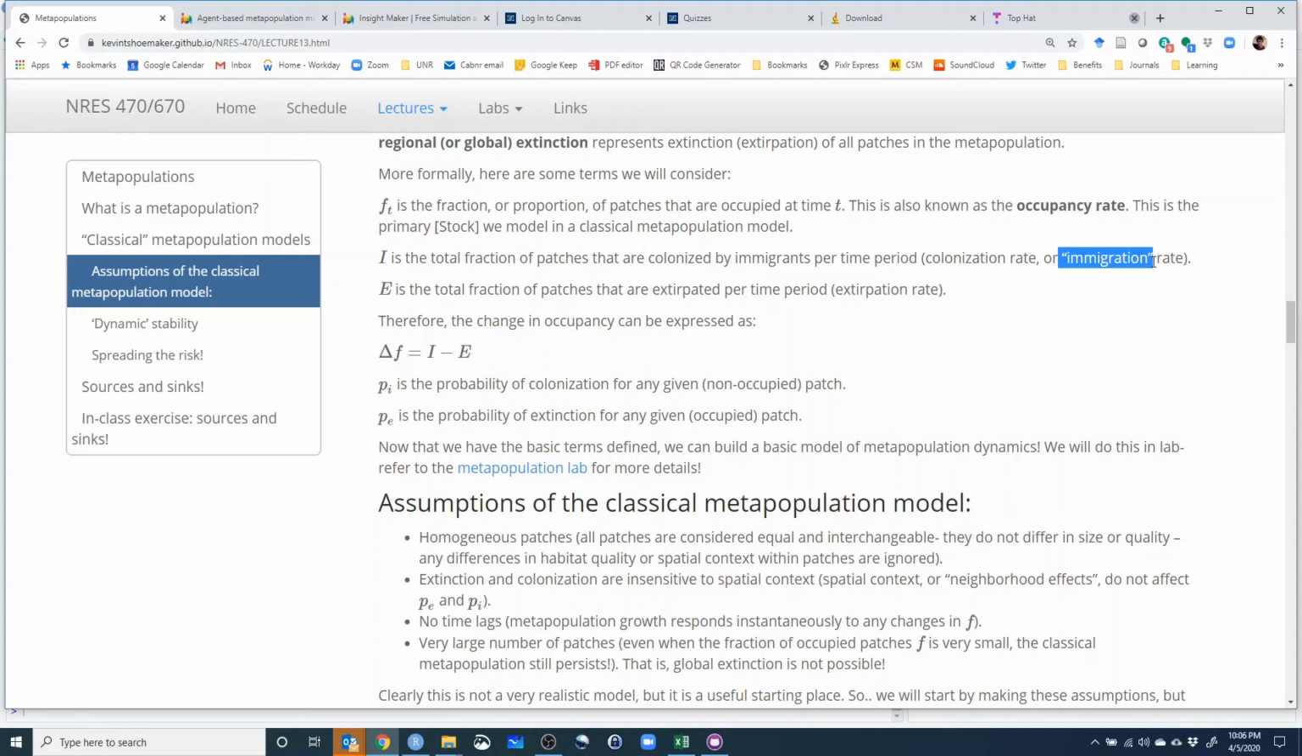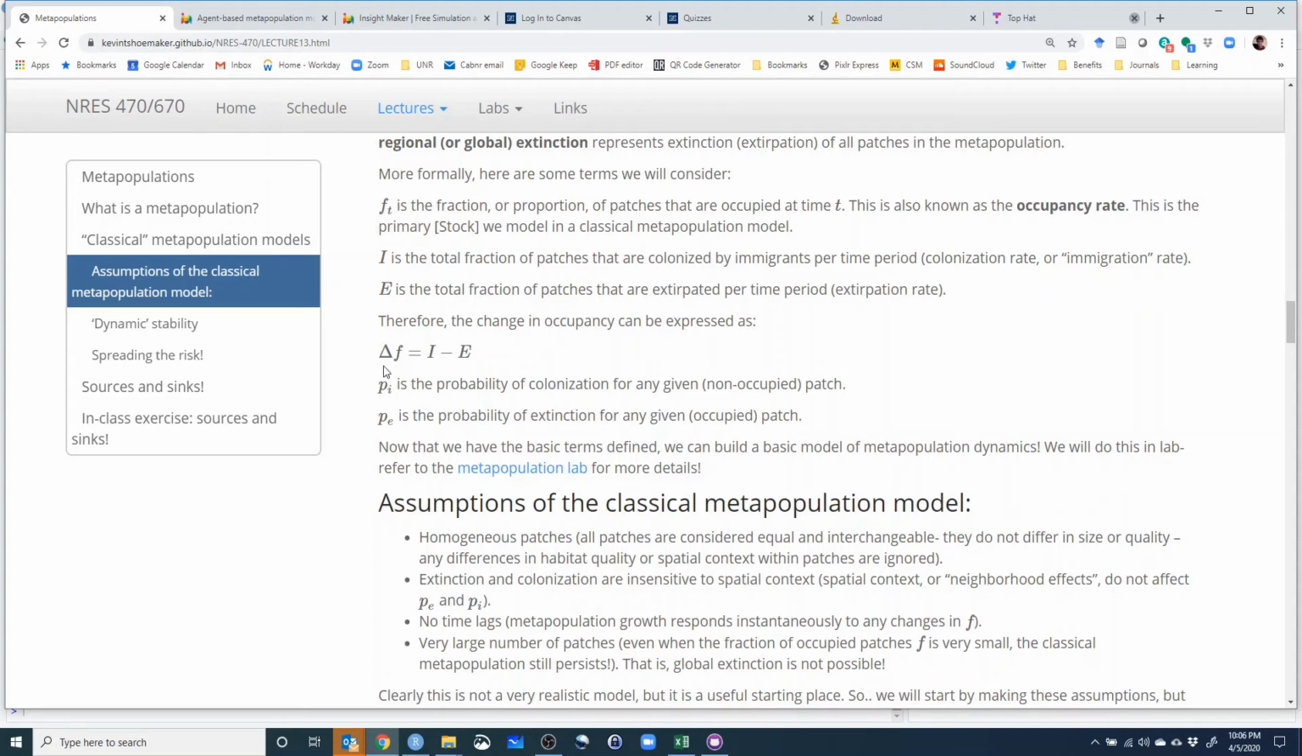Immigration, we often think about individuals. I is the fraction of patches that are colonized by immigrants. So I like to think of it as the colonization rate, but Gotelli describes it as, the term is I, which can be a little confusing, but think of I as the colonization rate. E is the total fraction of patches that are extirpated per time period. That can be thought of as an extirpation rate.